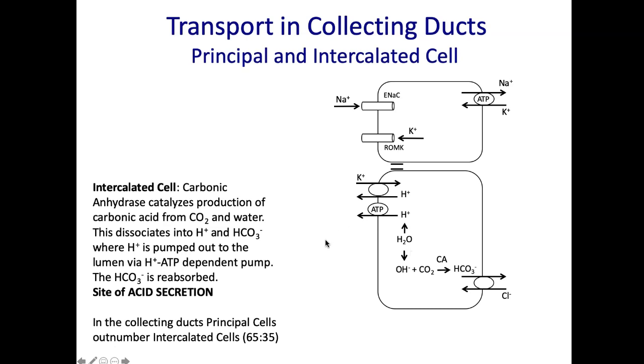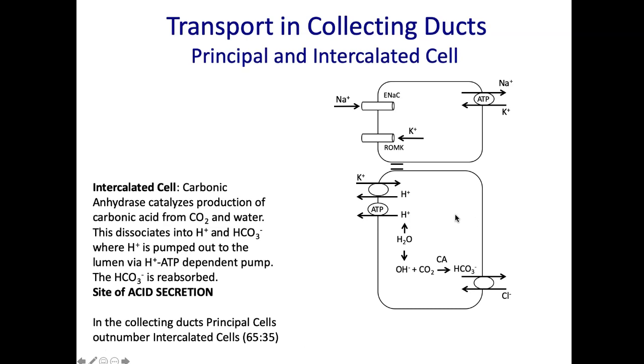Now, this is the alpha intercalated cell. The beta intercalated cell is essentially a mirror image of this. The intracellular machinery is the same, except for the beta intercalated cell, we'd be pumping the proton into the peritubular capillary to keep it, and we'd be transporting bicarbonate into the urinary space to pee it out.